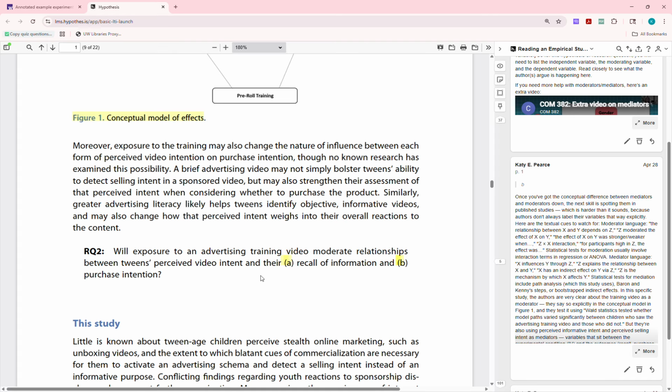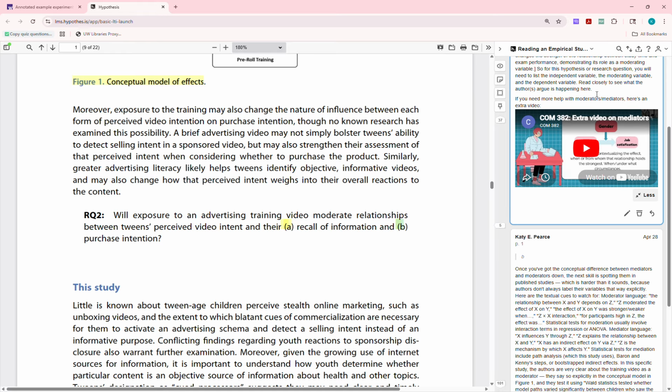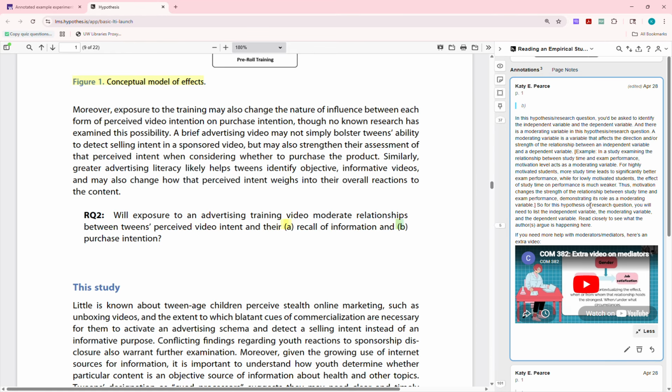So yeah, that is interesting. I also do want to give a little bit of a reminder about moderation versus mediation. There is an extra video here, and there's some details about this. So just to let you know, you can watch that as well. Mediation explains how or why an independent variable affects a dependent variable. The mediator sits between them. Okay, it's how or why. Moderation explains for whom or under what conditions an independent variable impacts a dependent variable. The moderator changes the relationship, but it doesn't sit on the causal path.